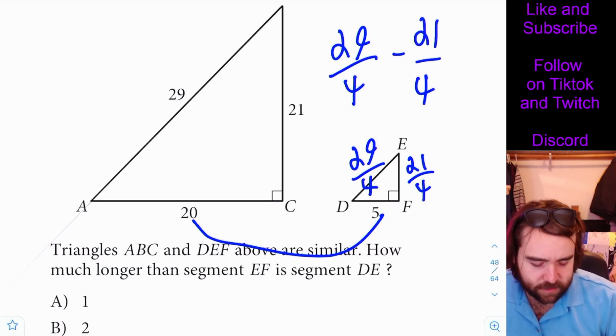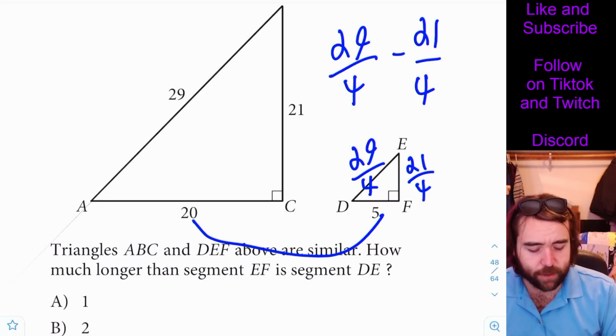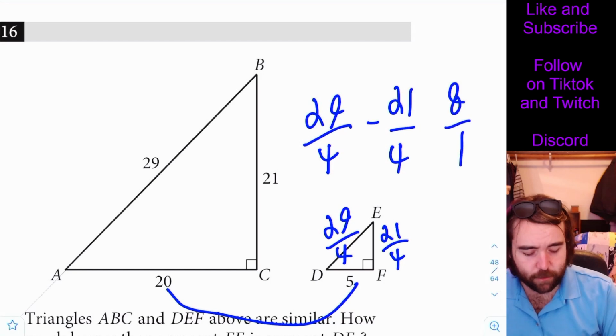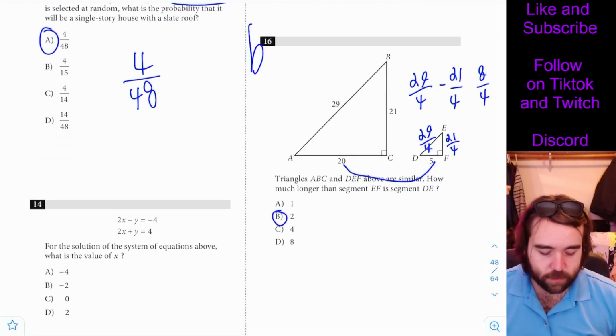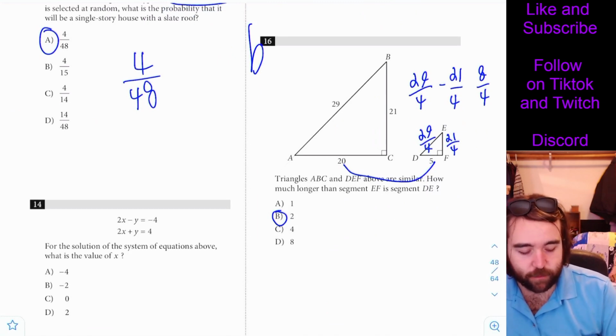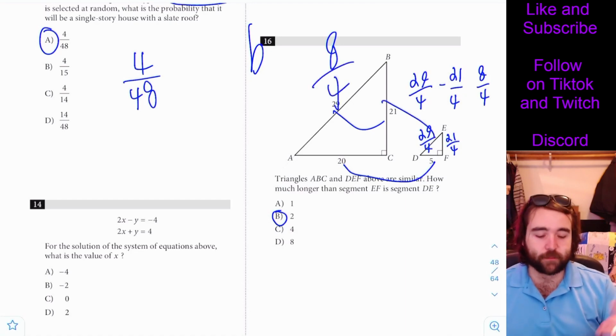Because now we would just say, what's the difference? How much longer than segment EF is segment DE? So 29 over 4 minus 21 over 4, which is 8 over 4, which is 2. B. So we could have also noticed, just said 29 minus 21, that's 8 different. So then when we divide by 4, it'll be 2 different. Same thing.